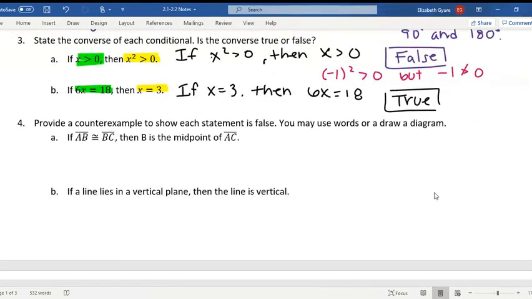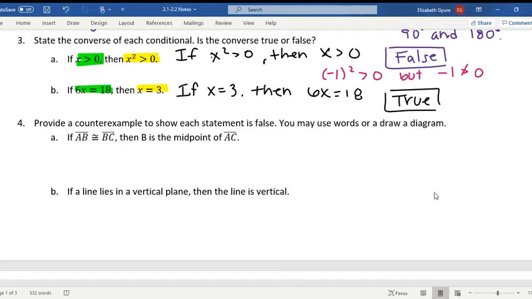And then last part for this video, provide a counterexample to show each statement is false. You may use words or draw a diagram. So that depends on the situation. Sometimes a written explanation is good. Sometimes a drawing is good, whatever you prefer for that given situation. First one says, if the measure of AB is congruent to the measure of BC, then B is the midpoint of segment AC. Now this actually showed up on your chapter 1 test.